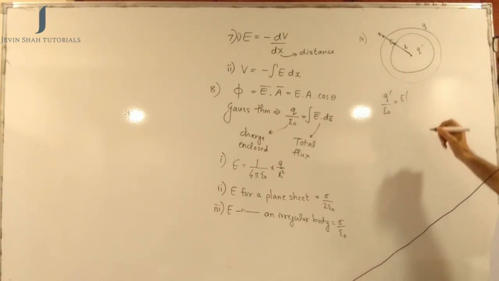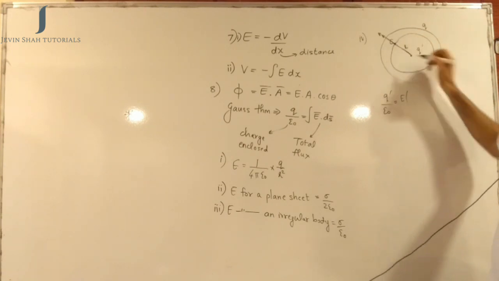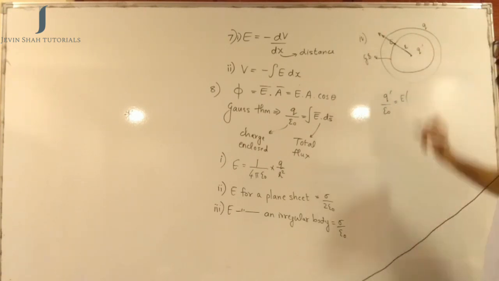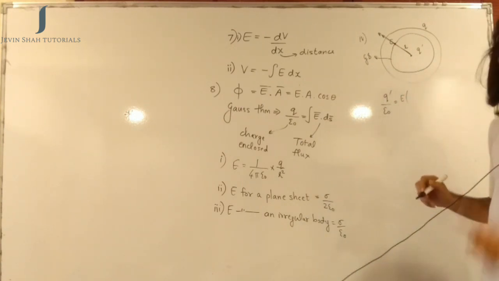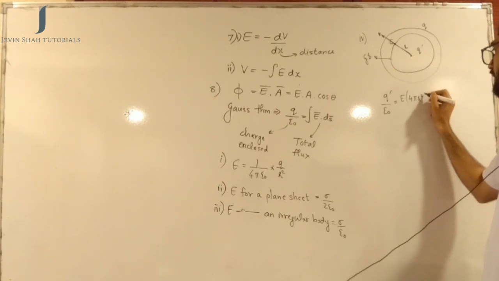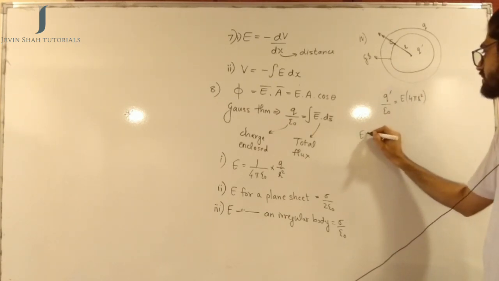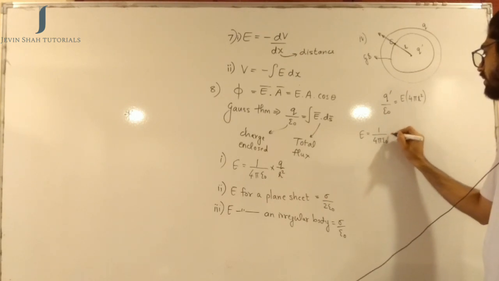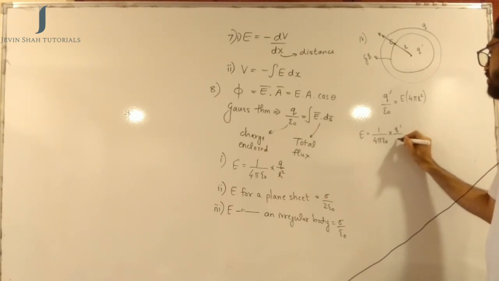Now integration ds means the area of the Gaussian sphere, and your Gaussian sphere is this. So the area of this sphere will be 4 pi small r square. So we have 4 pi into small r square, and that is why we get E as 1 upon 4 pi epsilon naught into q dash upon small r square.